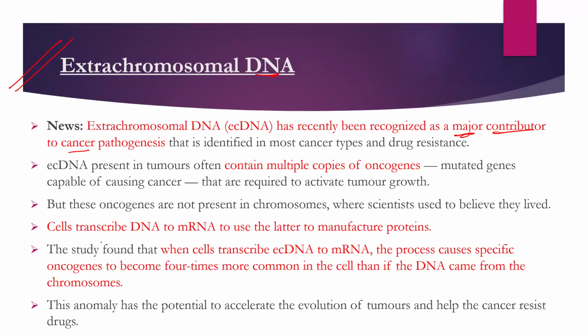That is, as cells shift from DNA to mRNA for manufacturing of the proteins, what has been observed is, in the normal cell process, DNA to mRNA and finally to protein. But when extra chromosomal DNA is transcribed to mRNA, you find oncogenes here. Okay, their commonality increases, and it is one of the reasons for the cause of cancer. Okay, so that is an important aspect that you should know.